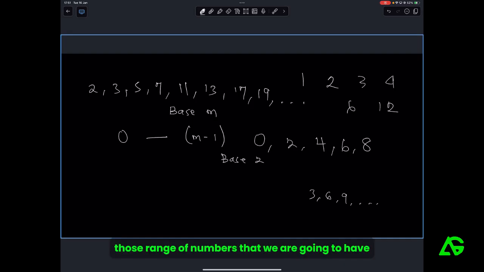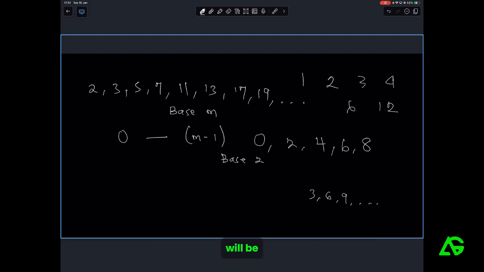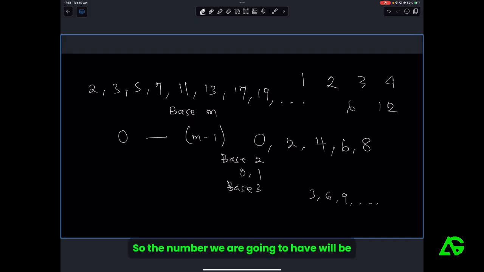So if we have a number in base 2, the range of digits we are going to have will be 0, 1. If it is base 3, for instance, the digits we are going to have will be 0, 1, 2. So it ranges from 0 down to 2. I believe we understand that.